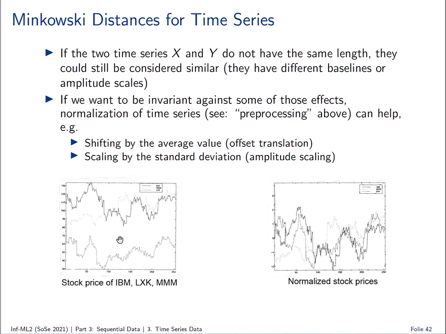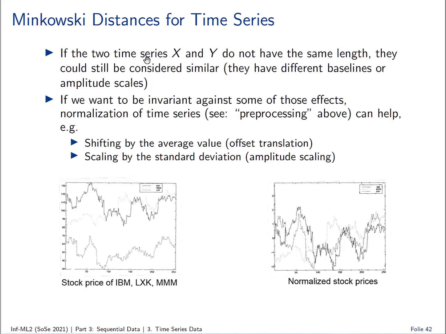So normalization in that case could help you to find similar shaped time series with Minkowski distances, but still you have to be, of course, very, very careful when doing the pre-processing. Yeah? However, this is just for distortions along the amplitude spectrum, so to say. Yeah? What about if we have something along the time spectrum?